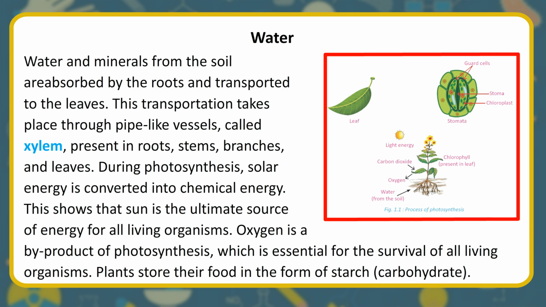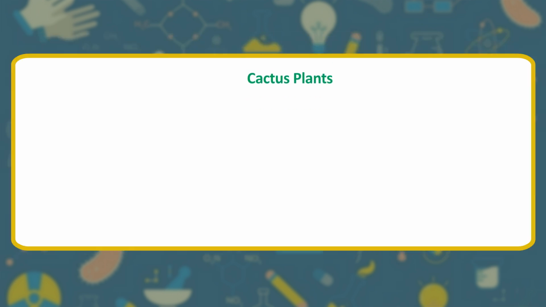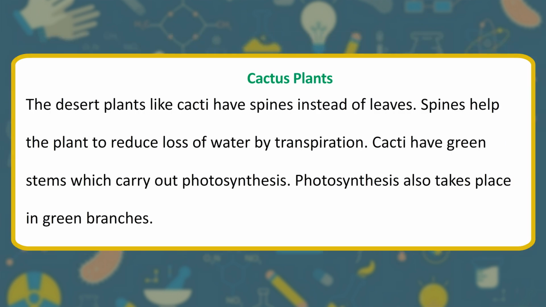Leaf. Stomata. Chloroplast. Stoma. Guard cells. Light energy. Carbon dioxide. Oxygen. Water from the soil. Chlorophyll, present in leaf. Cactus plants. The desert plants like cacti have spines instead of leaves. Spines help the plant to reduce loss of water by transpiration. Cacti have green stems which carry out photosynthesis. Photosynthesis also takes place in green branches.